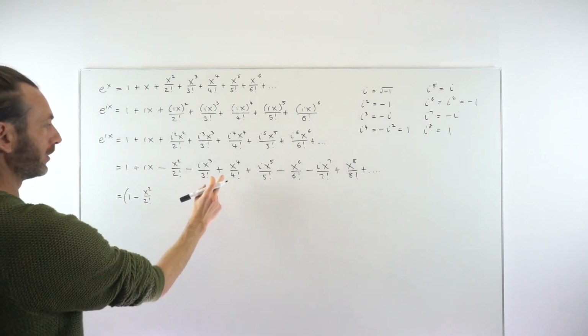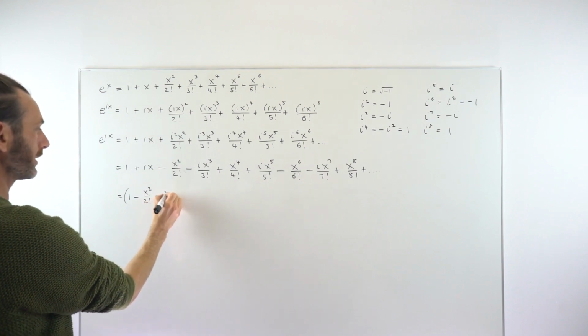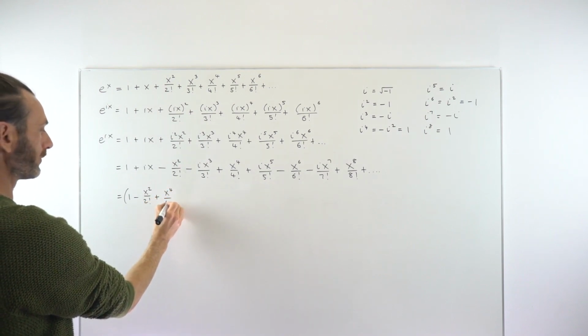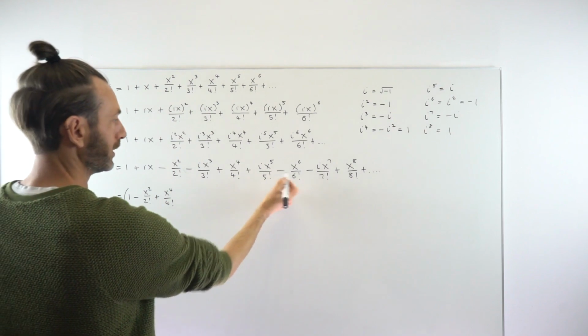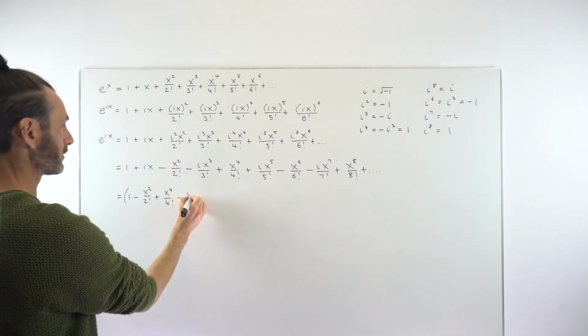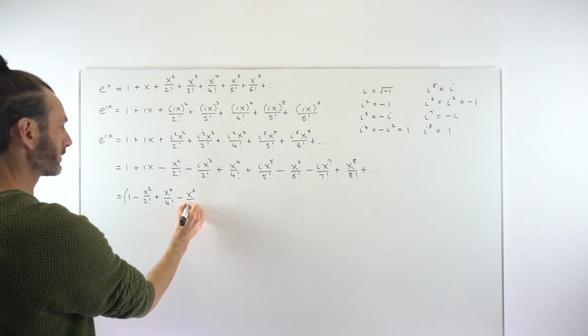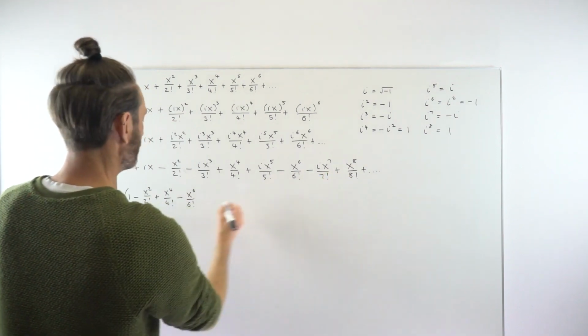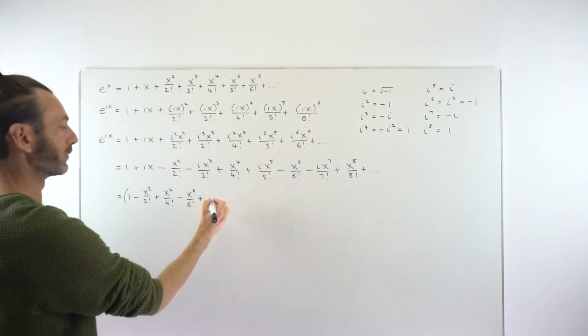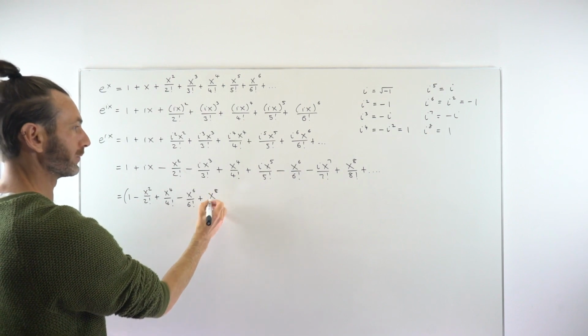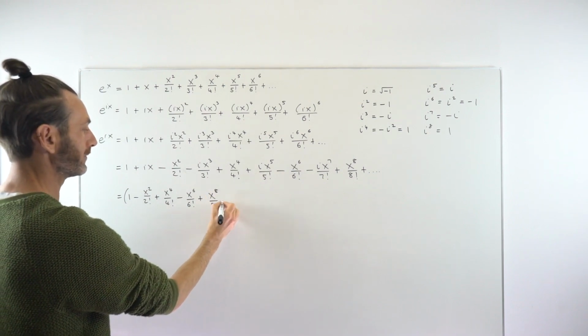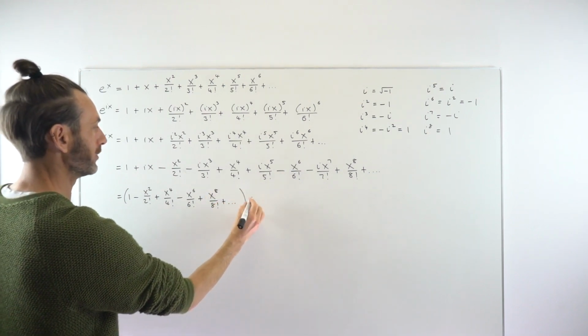Okay, and then we've got this guy here, so plus x to the 4 over 4 factorial. The next one would be negative x to the 6 over 6 factorial, and then this one will be the final one, but these would carry on forever. The final one in terms of how far we're going is over 8 factorial, and then blah, blah, blah, that would carry on.